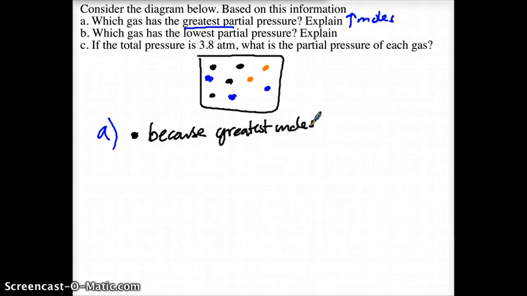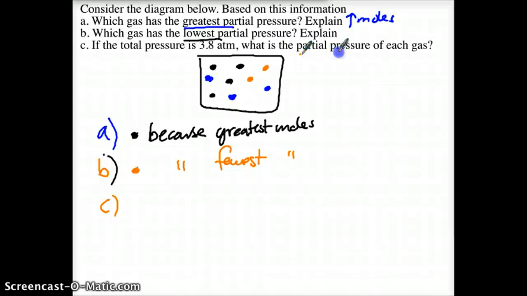Part B can be answered in a similar way. Which gas has the lowest partial pressure? That's going to be the one with the fewest number of moles. So that's going to be our orange one because it has the fewest moles. But now let's go ahead and tackle part C. If the total pressure is 3.8, what is the partial pressure of each gas?